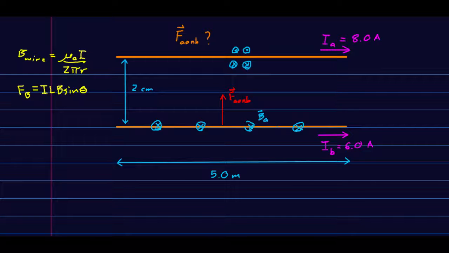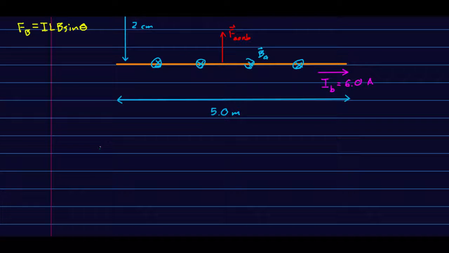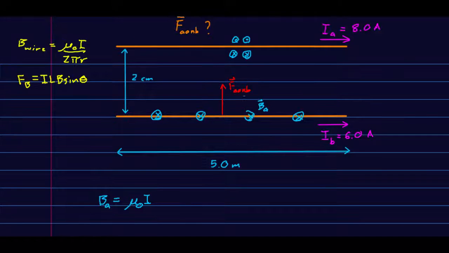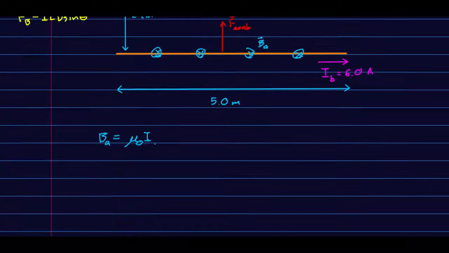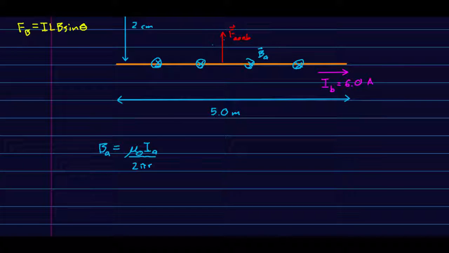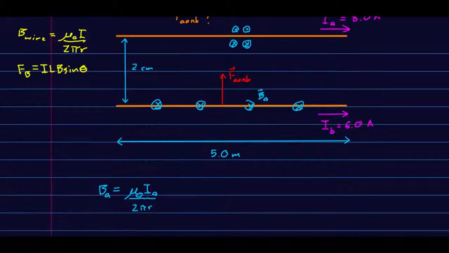So first we need the magnitude of the B field down here at wire B. So we know how to calculate the B field due to a wire, and so I'm going to say BA is going to be mu naught I. Well, here's where a lot of people mess up. Remember, the source of this field is wire A, and so the relevant current here is IA. And now this R here is the distance that we're interested in. Over here we are 2 centimeters from wire A.